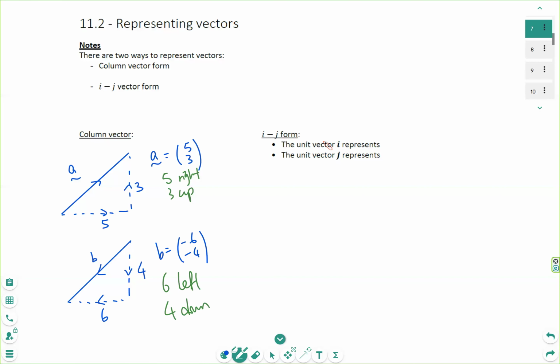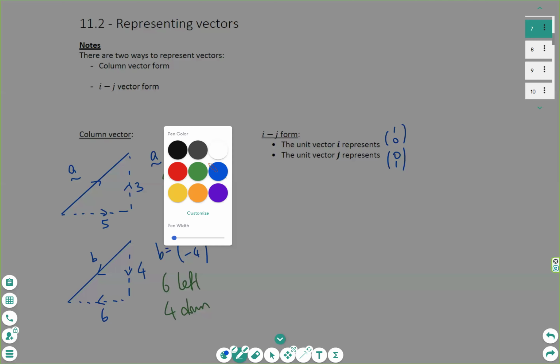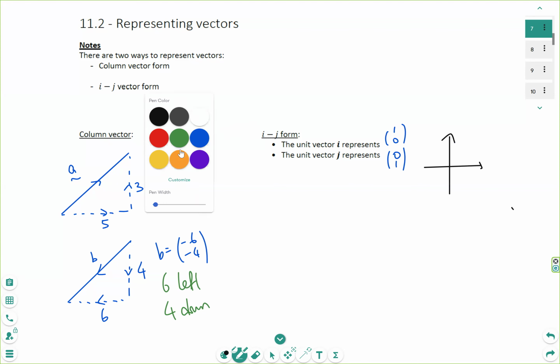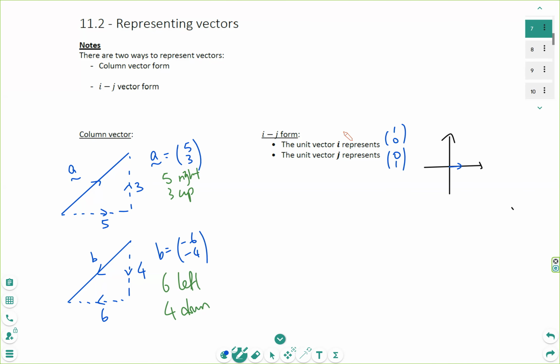Okay, right. Another one is called the IJ form, new thing. So unit vector i represents (1, 0), and j represents (0, 1). So if you think about a pair of axes, then i essentially is the vector here. That's i, which is (1, 0). And j is the one pointing here, which is (0, 1).